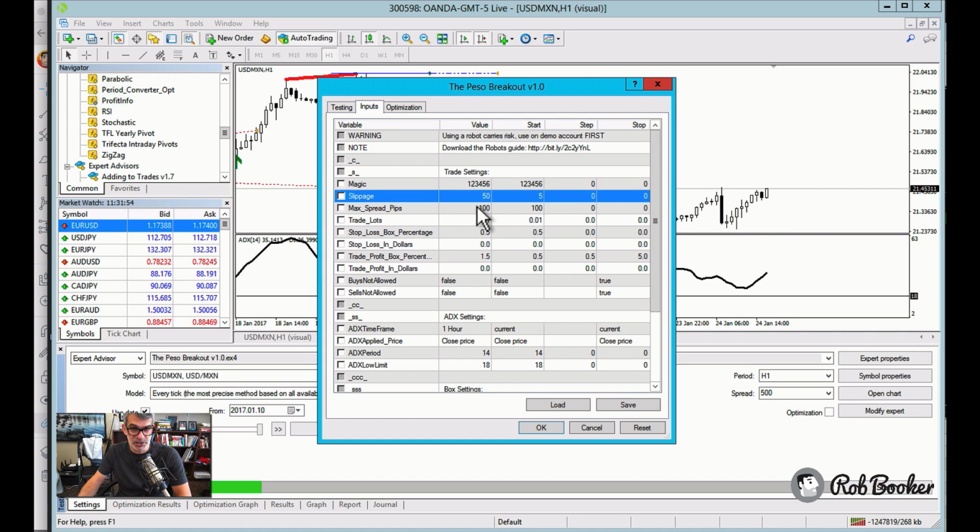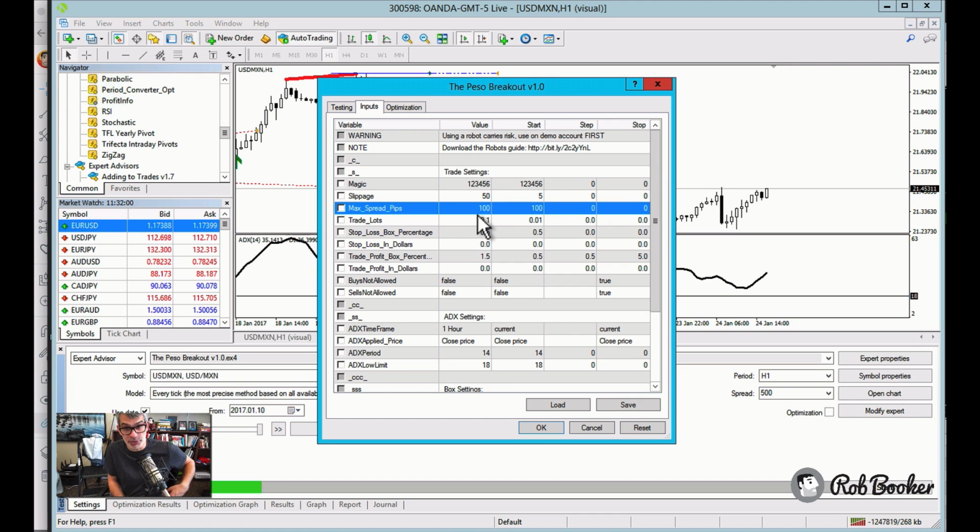Slippage is a setting that prevents the robot from opening a trade in a really fast-moving market where you can't get the price that you wanted. The max spread in this case is 100. We are trading the Mexican peso in this case, so we want a max spread of about 100.